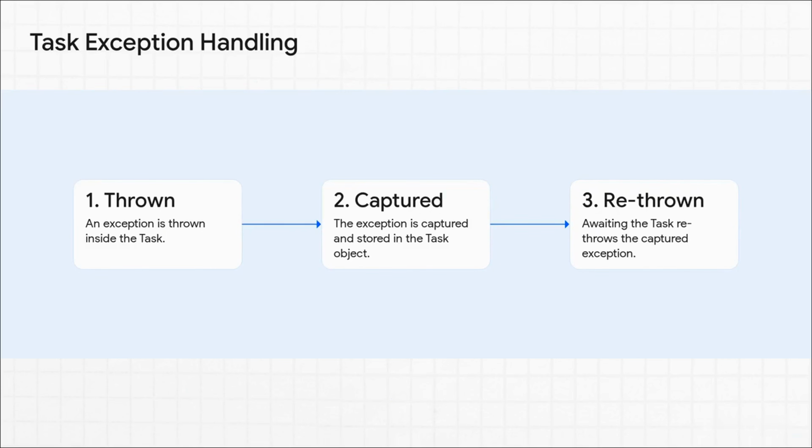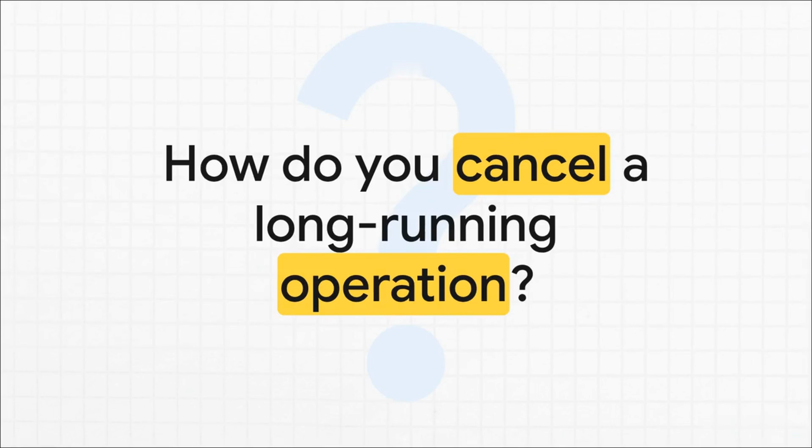Nope. And this is another really elegant part of how tasks work. If an exception happens inside a task, the system is smart enough to catch it and just tuck it away inside the task object for safekeeping. The exception doesn't go anywhere until you actually try to get the result of the task, usually with an await. Then it gets rethrown right where you can see it, so you can wrap it in a normal try-catch block and handle it like any other error. It's super clean. All right, how about cancellation?